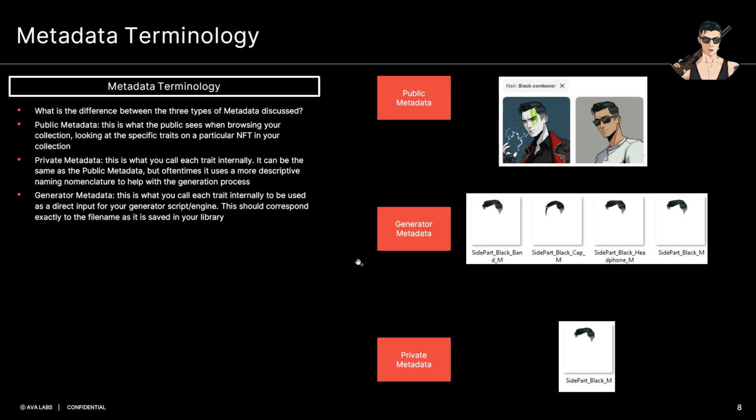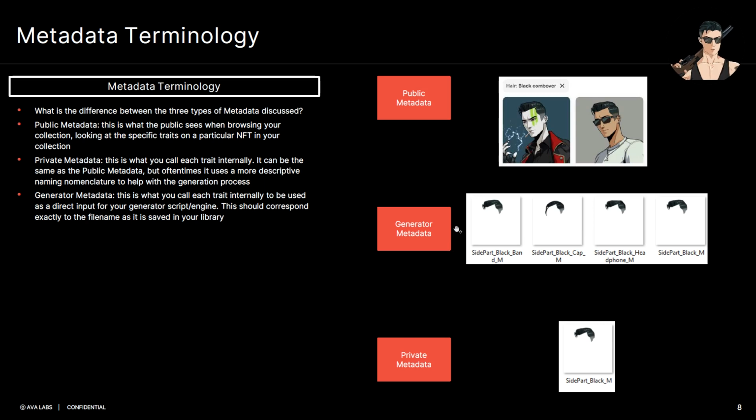So here it talks a little bit more in detail about what each one is. So you have the private metadata. I'll start from the bottom. This is just the actual file name. It's good to be very descriptive here. So this is a side part underscore black, that denotes the color, underscore M, that denotes the gender.